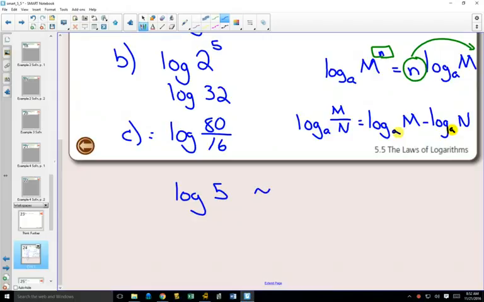And log 5 is an estimate. 10 to what power is 5? It'll be 0 point something, because 10 to the 1 is 10, and 10 to the 0 is 1. So it's got to be between 0 and 1.